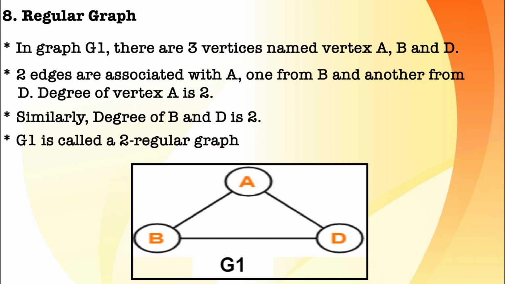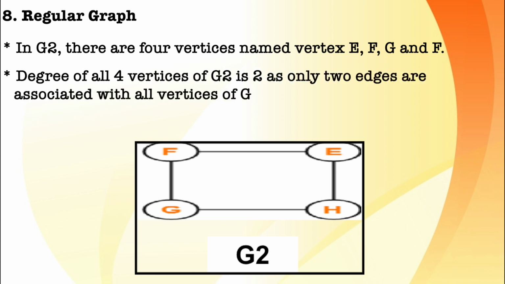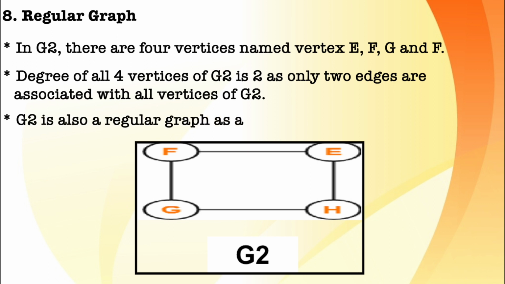That is, G1 is called a 2-regular graph as the degree of all the 3 nodes of G1 has value 2. In G2, there are 4 vertices named E, F, G and H. The degree of all 4 vertices of G2 is 2 as only 2 edges are associated with all vertices of G2. G2 is also a regular graph as all nodes have the same degree 2.